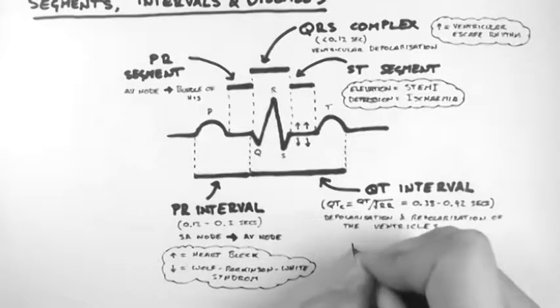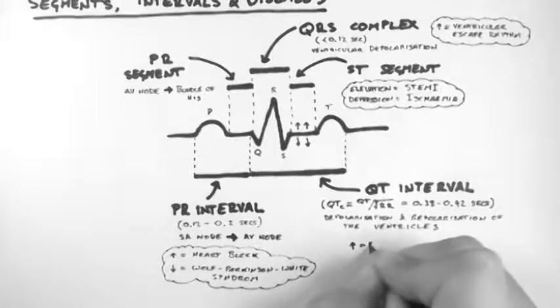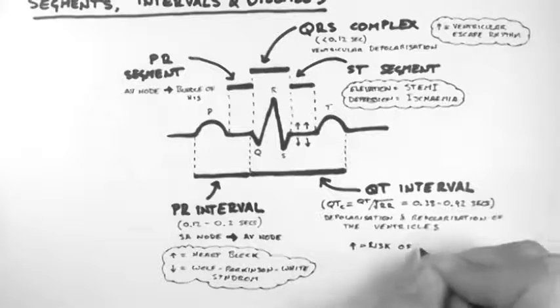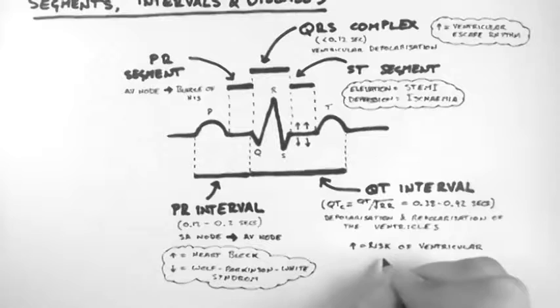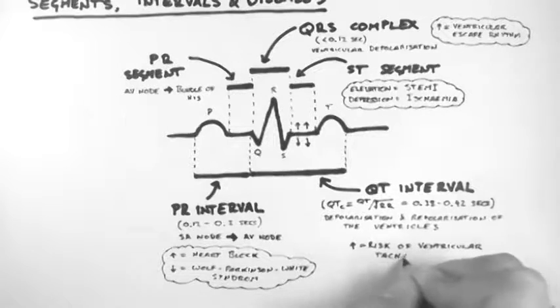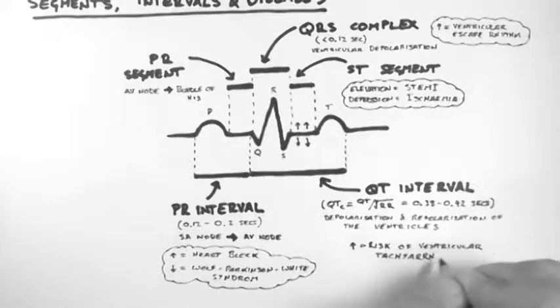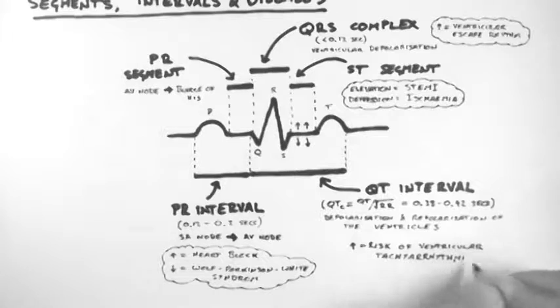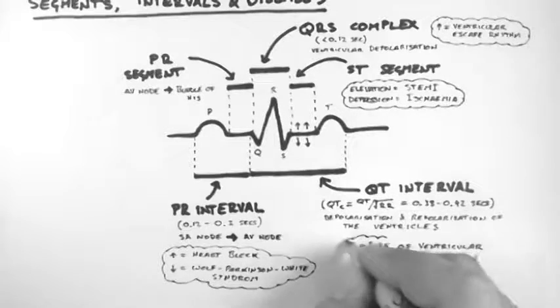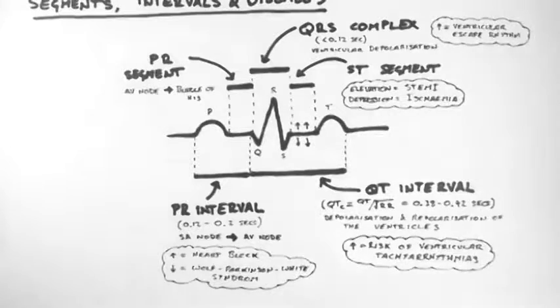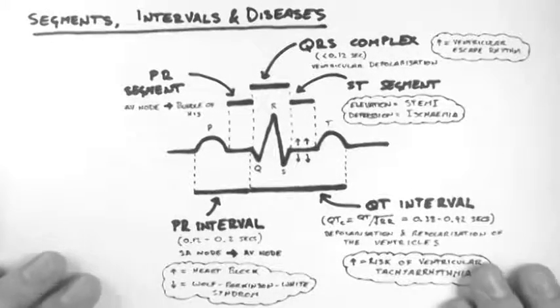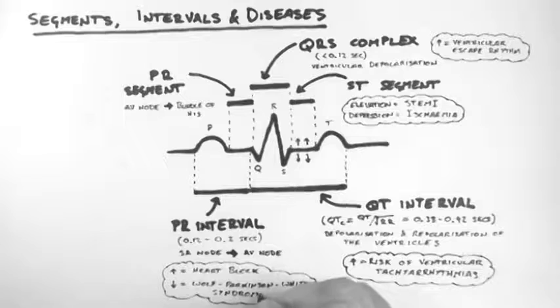An increase in the QTc predisposes the patient to an increased risk of life-threatening ventricular tachyarrhythmias such as ventricular tachycardia, ventricular fibrillation, and torsade de pointes. And that's an overview of segments, intervals, and their associated diseases.